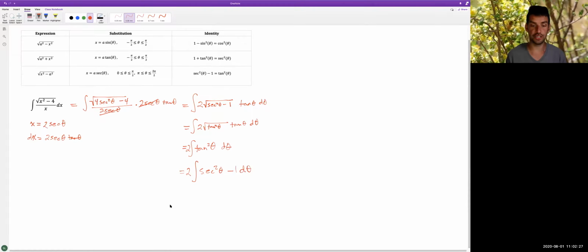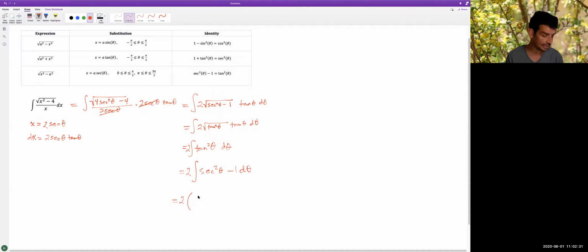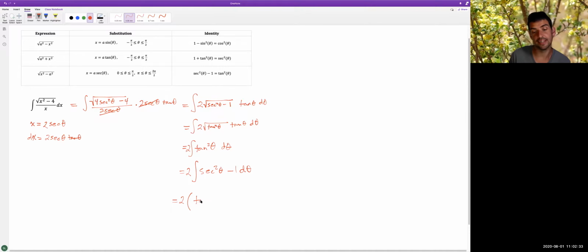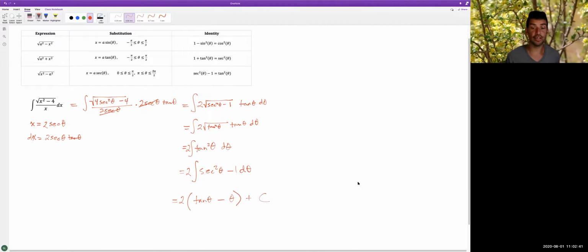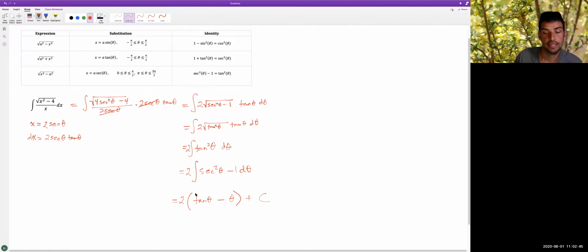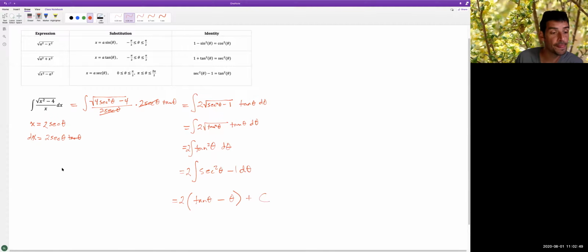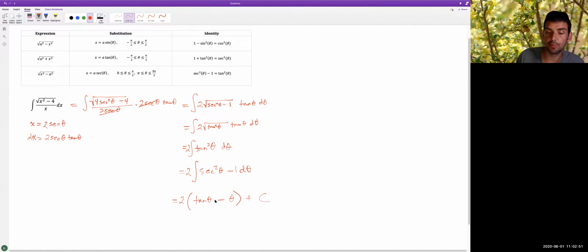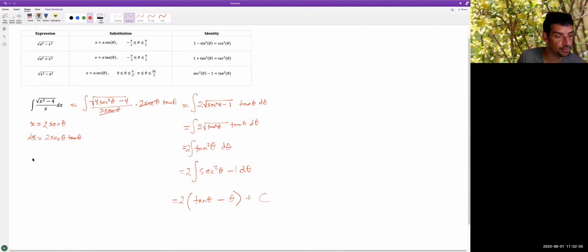And now we just need to remember the antiderivative of secant squared theta is tangent theta. And the antiderivative of 1 is just theta, in this case, plus c. All right, so we've gotten out of our integral, our antiderivative, but we still need to replace these thetas with x's somehow. So we're going to use our original substitution.